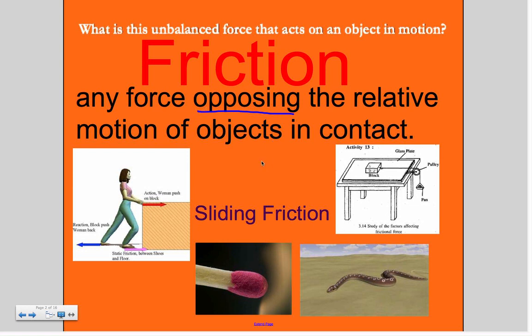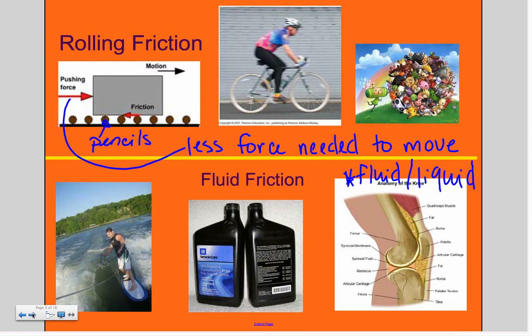The biggest one, the one that's on this slide, is called sliding friction. And this is when you have a match that you drag across the box to make the fire start. That would be sliding friction. And then even snakes, because they don't really have legs, so they scoot along.